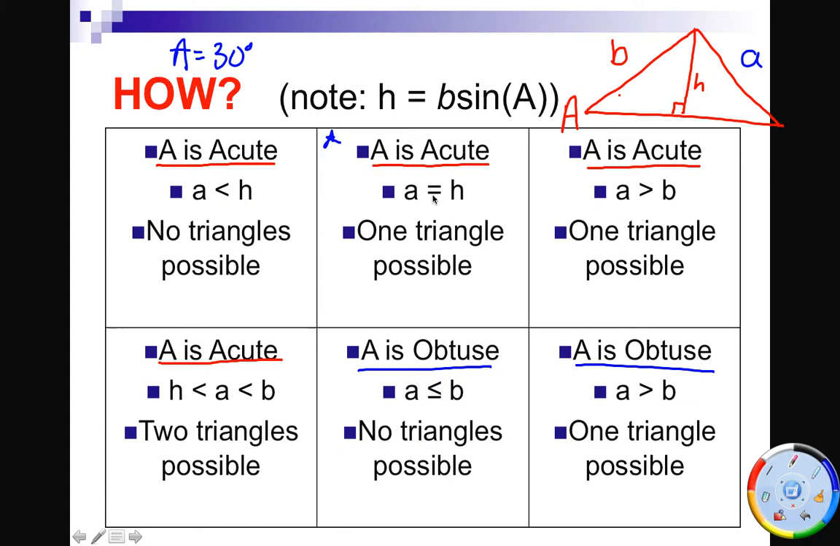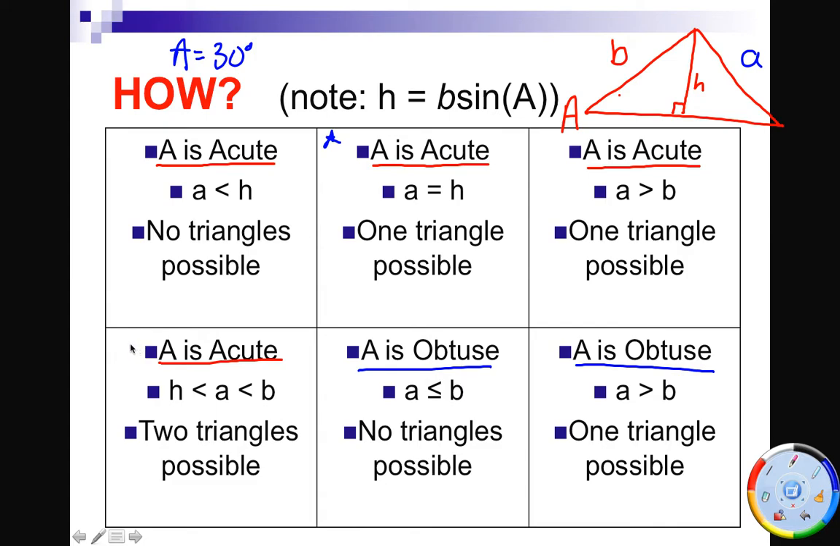And then you come over here. Okay, what if a wasn't equal to h? What if A was bigger than B? So if A is the side opposite and B is this side here, and A is longer than B, then there's only one triangle that is possible for these pictures.